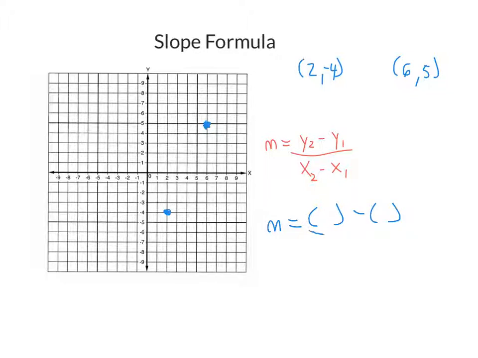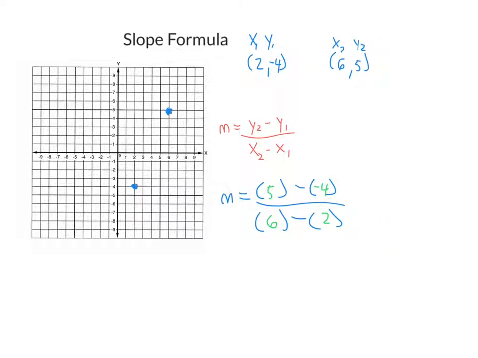Again, empty parentheses. I don't really care what goes in them just yet. I know it's going to be something minus something all over something minus something else. And let's call this x1, y1. Why the heck not? x2, y2. And what is y2 for this spot? y2 is 5. And y1 is -4. Being careful with the negatives. x2 happens to be 6 and x1 happens to be 2, so it's going to be 6 and 2, and working this out would give us the following results.